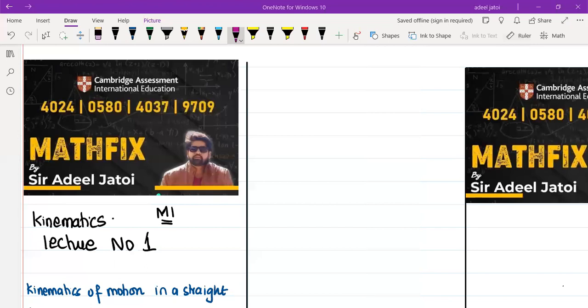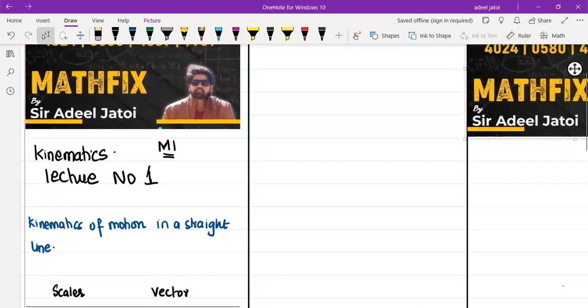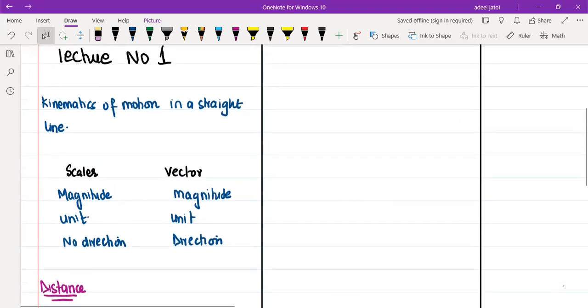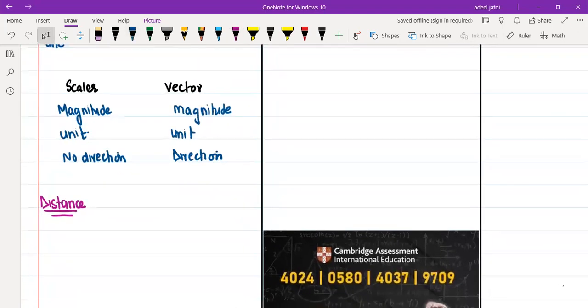Kinematics, lecture number 1, kinematics of motion in straight line. There are two types of quantities, scalar quantity and vector quantity. In both scalar and vector quantities, magnitudes and units are used, but in scalar there is no direction, whereas in vectors direction is given. For distance, what we need to understand is what is distance?